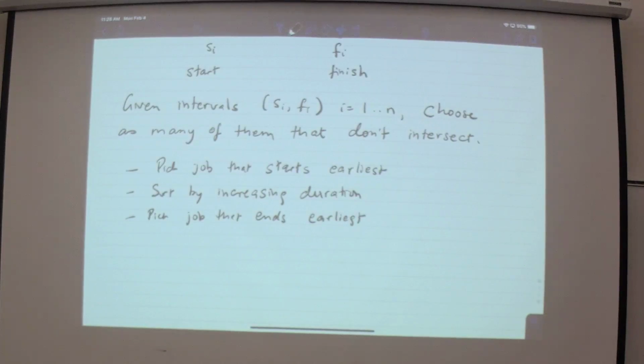Okay. Any others? Any other candidates? Okay.